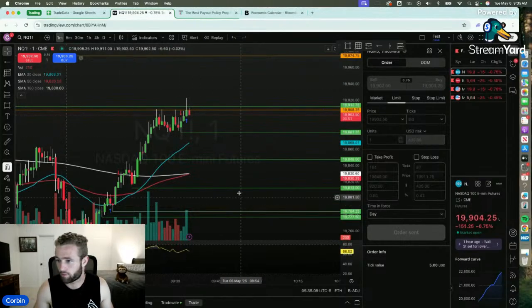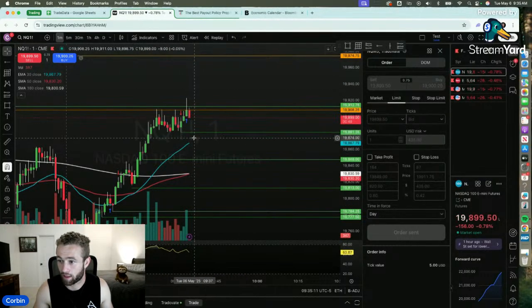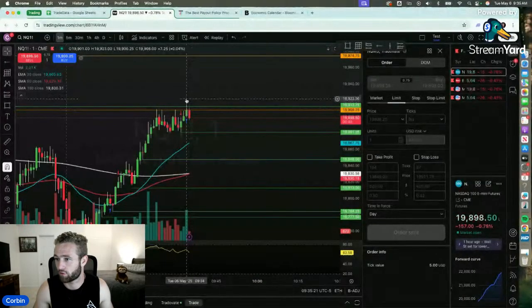In order for it to reverse to the downside, we need a break and a hold below that level. Because right now, it's still in an uptrend, especially if this candle closes red, because that just forms a new high there.